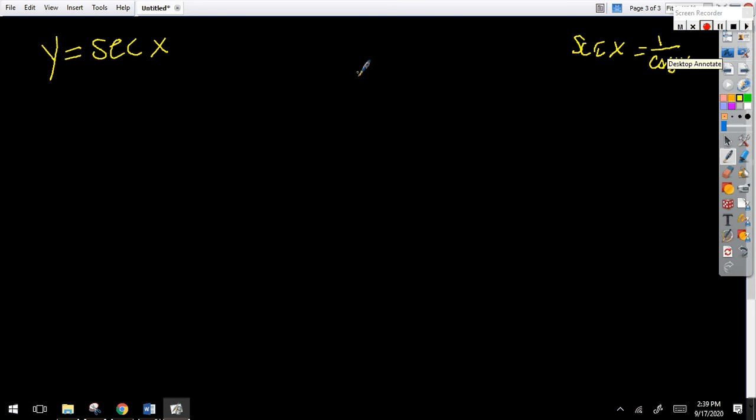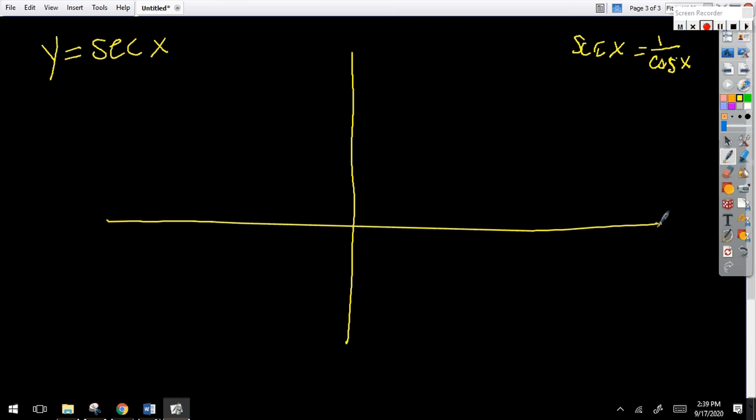All right, so again, I am using the unit circle to help me know where to place my points, remembering that secant is 1 over cosine. So the first thing I'm going to do is look for anywhere on the unit circle where cosine, which is the x coordinate, is 0. And I see that cosine is 0 at pi over 2.